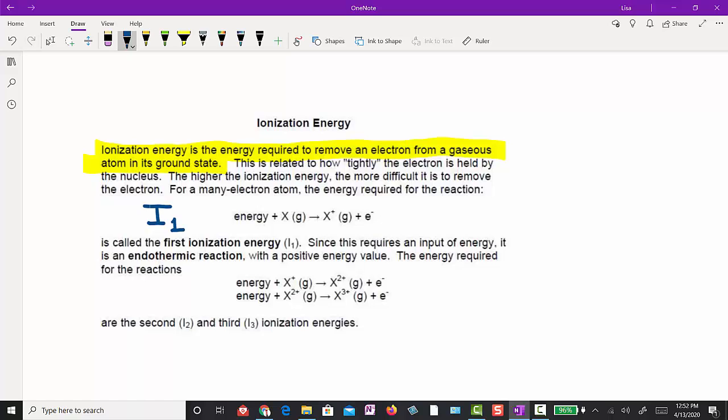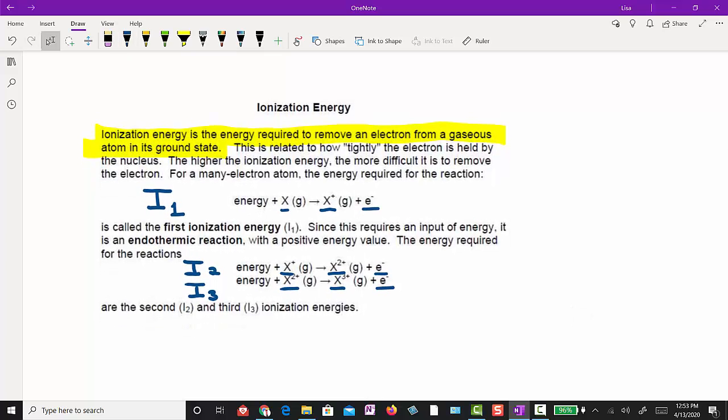This equation is showing that we put the energy in, so energy on the left side of the equation is energy going in. With our neutral atom, it loses an electron, so we get an electron produced, and the ion formed has a +1 charge because it's lost an electron. But then we can keep going. You'll also see I2 and I3. I2 starts with the +1 ion, it loses another electron, and now it's a +2, and so forth. The I3 would be to remove the third electron, so it starts out as a +2, and then we lose an electron and it forms the +3. So that's what I with different subscripts refers to.